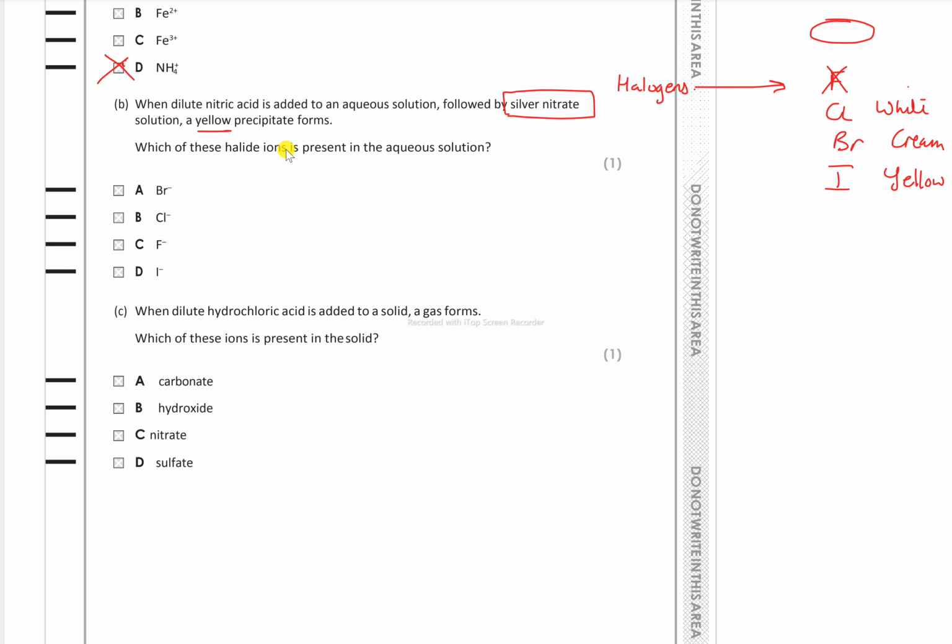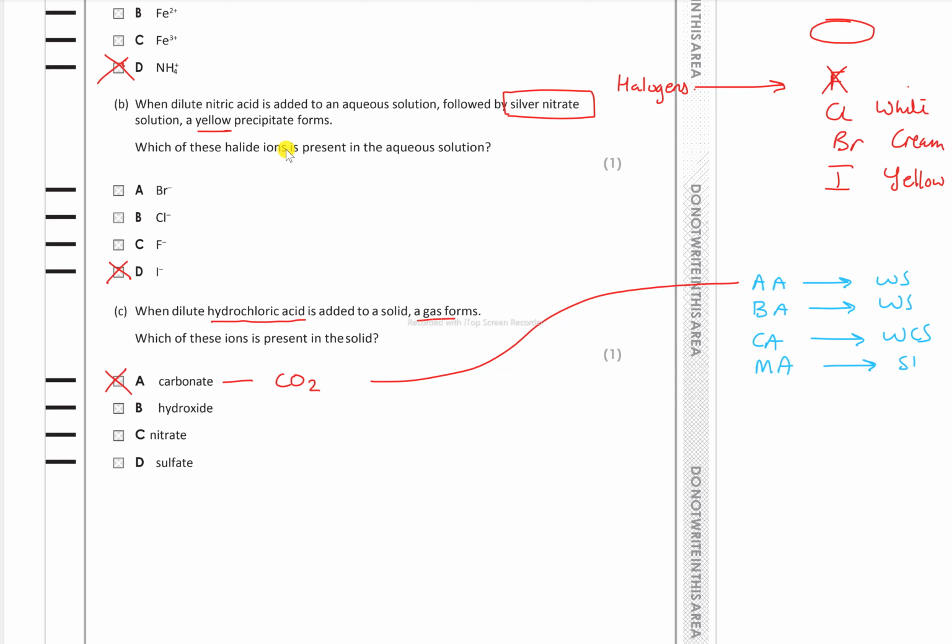If you add dilute hydrochloric acid and you get a gas, it's going to be CO2. It'll be carbonate, because that will give off CO2. Remember the ones for acid reactions.